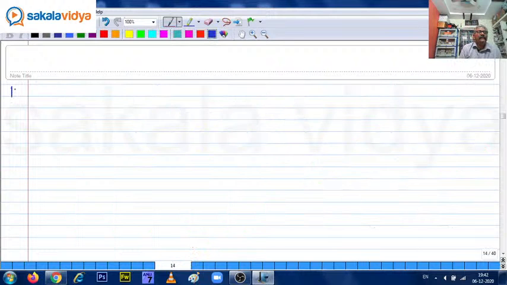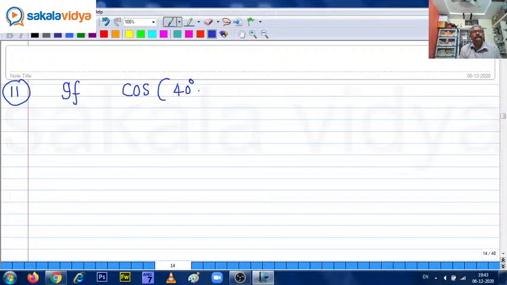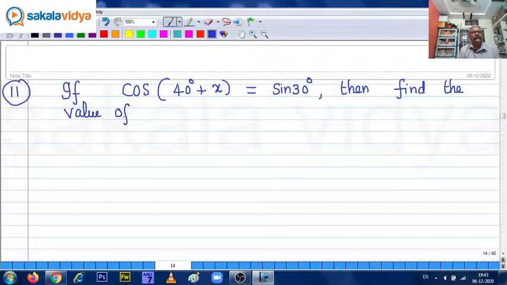So 11th question. If cos of 40 degrees plus x equals sine 30 degrees, then find the value of x. Find the value of x. This is the question.